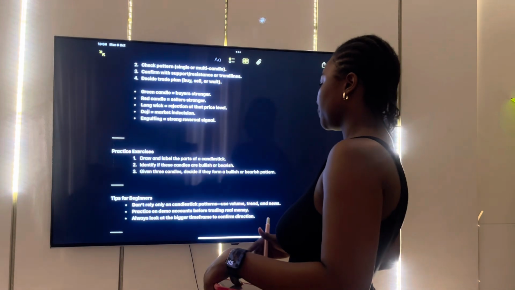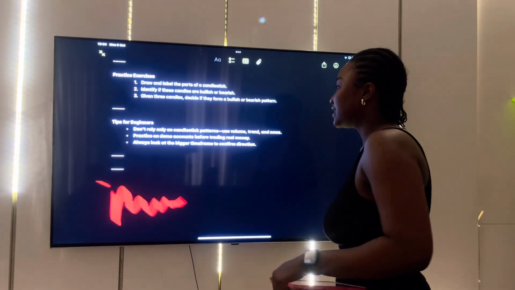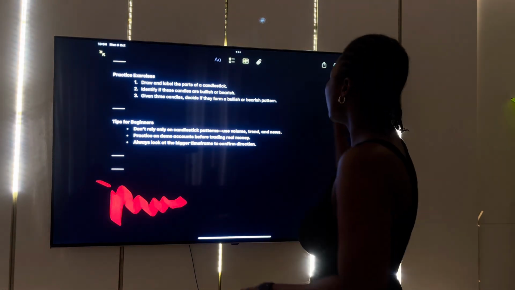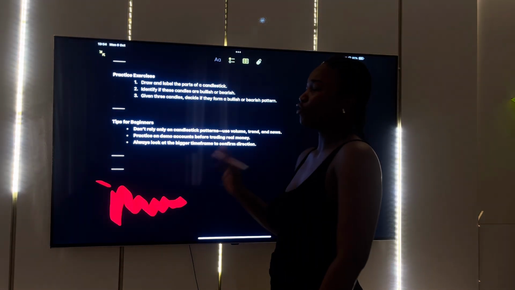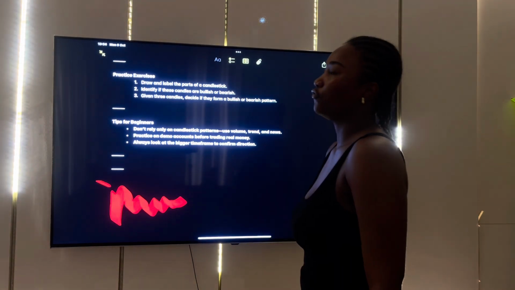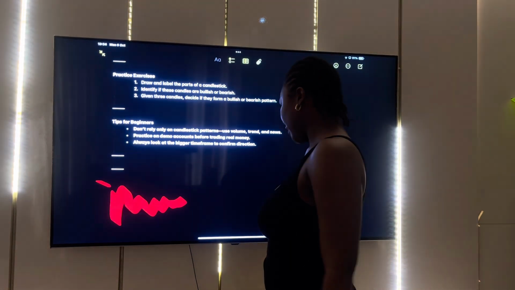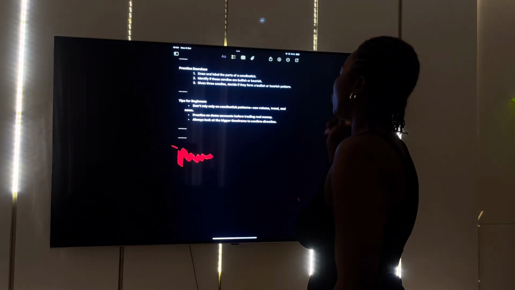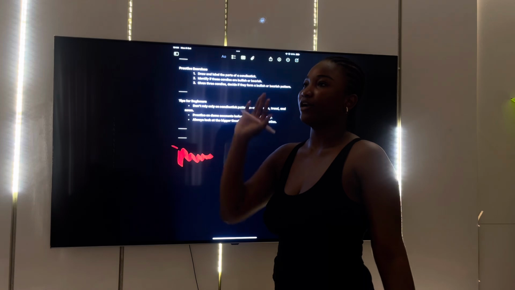Now, tips for beginners: don't rely only on candlestick patterns. Use trend, news, and volume to determine candlestick patterns and direction of the market. Practice on a demo account before trading with real money, and always look at the bigger time frame to confirm real-time direction.